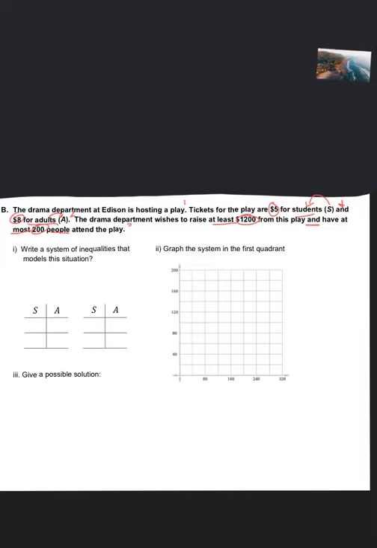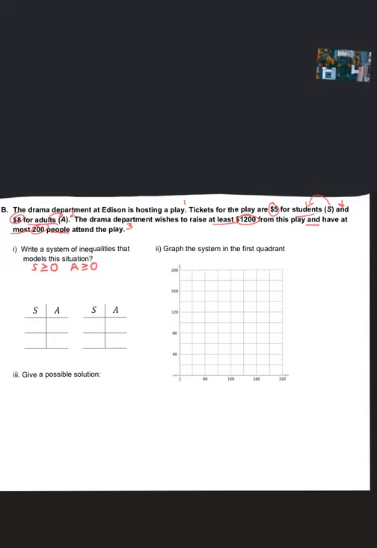So we have to follow these steps to figure out what they're asking us to do. They're wanting us to eventually graph and give a possible solution. So part 1, identify the system of inequalities that models this situation. So we know that S stands for students and A stands for adults. Those are the two things that we are talking about. We also know that the number of students is going to be 0 or more, so S is greater than or equal to 0. We also know that the number of adults is also going to be greater than or equal to 0, because 0 or more adults will arrive to this play.